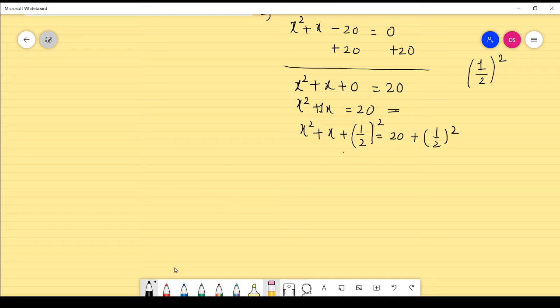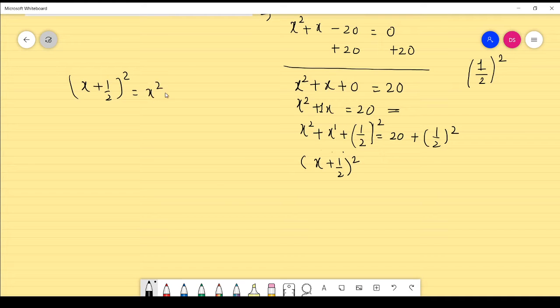So what we have on the left hand side, we have a square term, a term whose power is 1, and we have a constant. So this will be nothing but x plus 1 by 2 whole bracket square. If I just split this particular bracket, x plus 1 by 2 bracket square, what exactly I will get?